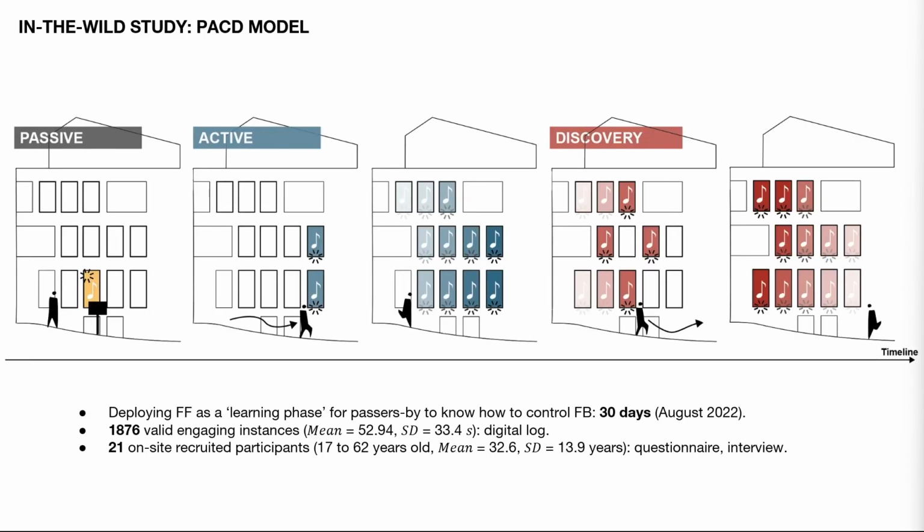From the insights of our controlled study, we combined the 2 conditions of feedforward-driven and feedback-driven to design how the moeder should engage passersby, and evaluated this in an in-the-wild study. Spanning 30 days during August, we recorded 1,876 engaging instances over this period, and also recorded 21 on-site participants for an interview and questionnaire. Our figure shows how we mapped feedforward and feedback into 3 phases of engagement: passive, active, and discovery, following the PACD model of engagement.